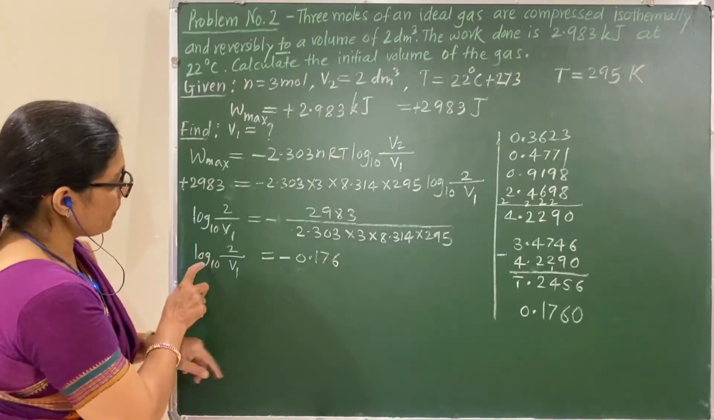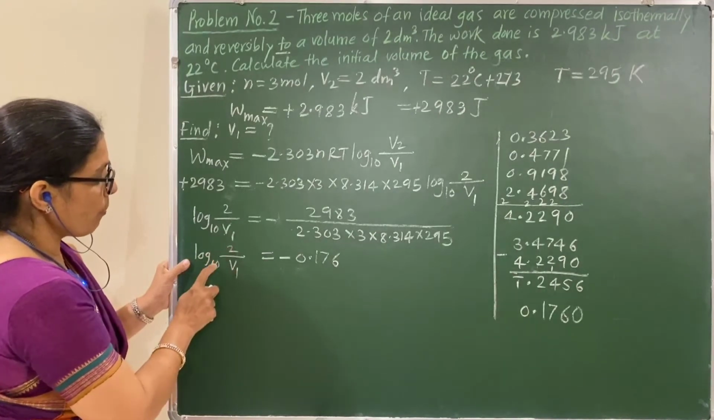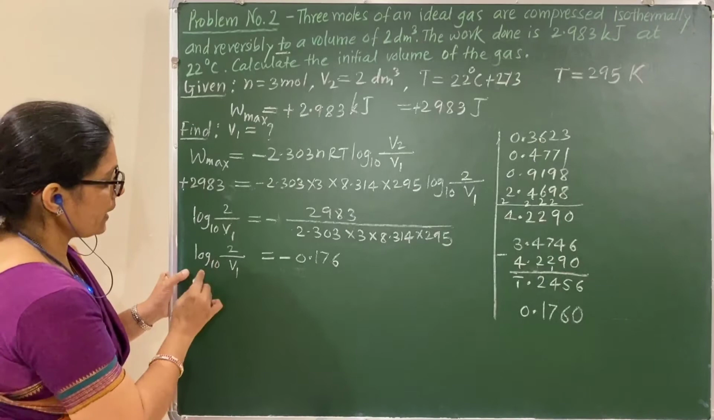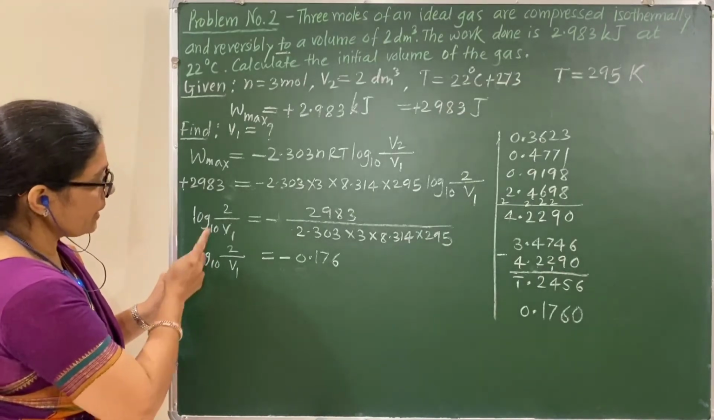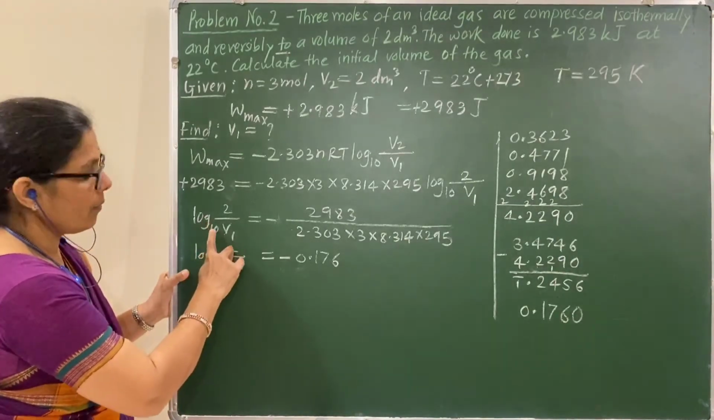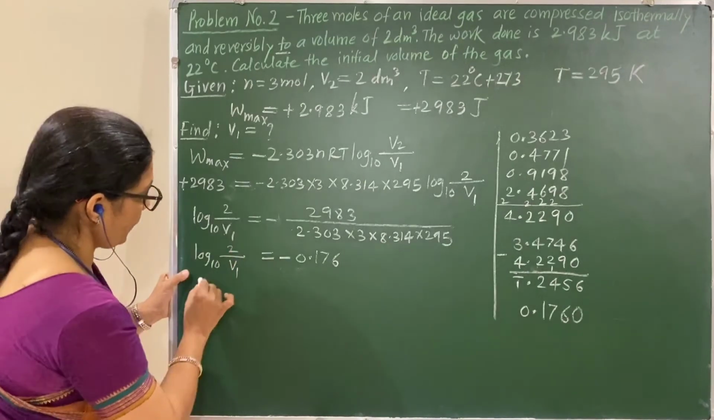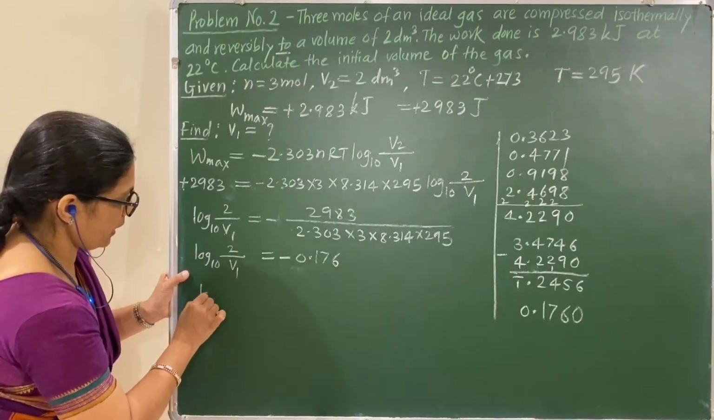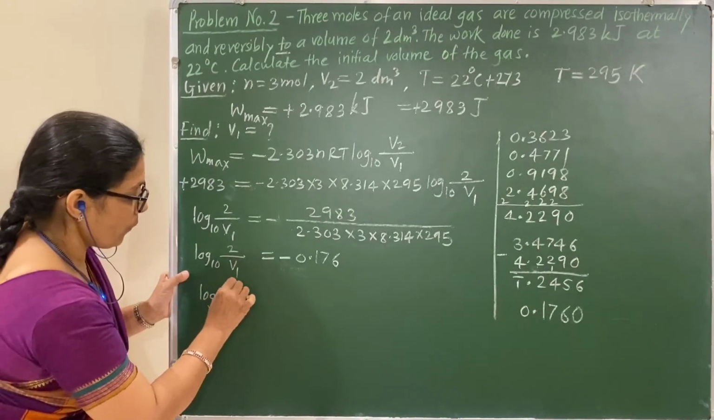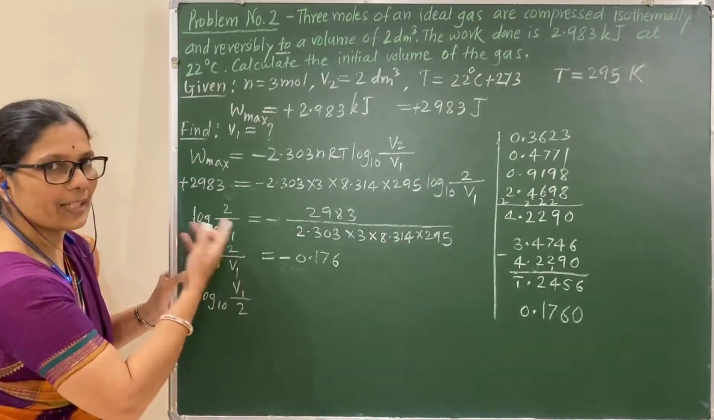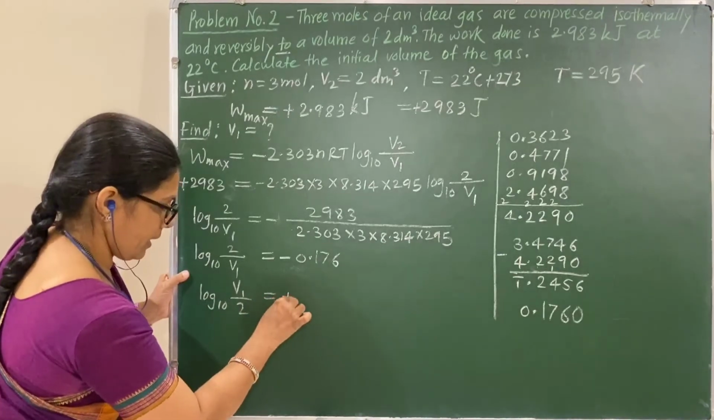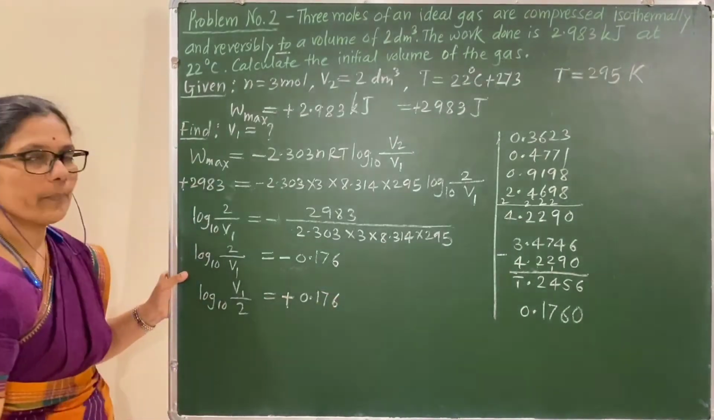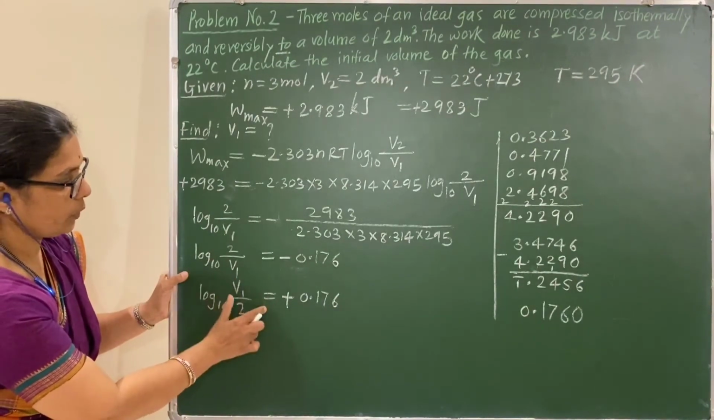See here, this means log 2 minus log V1. Now, opposite: minus in bracket log V1 minus log 2. Therefore, in shortcut, we require plus here. Therefore, log V1 upon 2. It is same. Here it is plus. Therefore, 0.176. Remember this step. Okay.